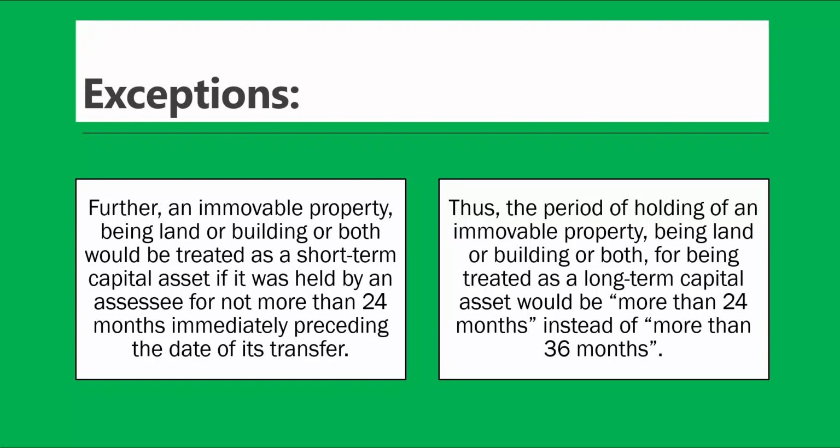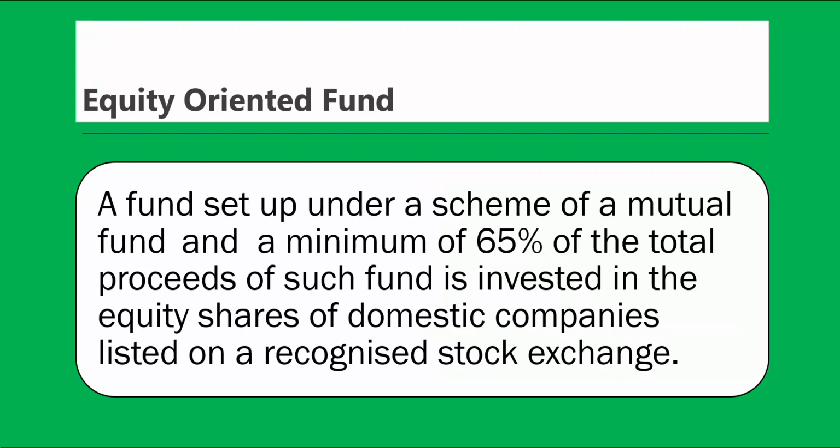One more slide. Thus, the period of holding an immovable property, being land or building or both, to be treated as a long-term capital asset would be more than 24 months instead of 36 months. So for a building or land, the criteria changes. For shares, 1 year. For a building or land, 2 years. Is that okay? Then equity-oriented funds, as I've defined, are those where 65% or more has been invested in shares.